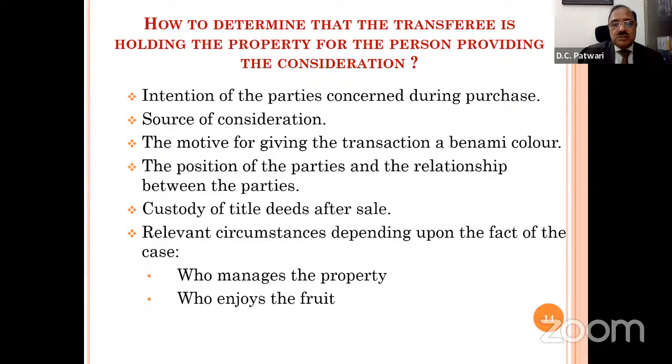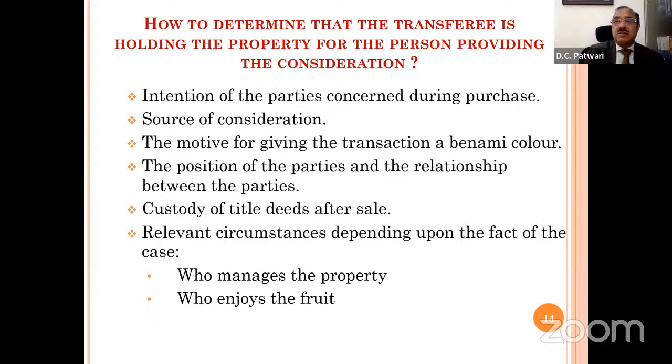Then source of consideration. Who is providing the source of consideration? That is another important aspect. The motive for giving the transaction a Benami color. Why is it being given this color? The position of the parties and the relationship between the parties, like employer-employee, owner-driver, servant, close relatives, those kinds of relationships between the parties also will give a clue to this.